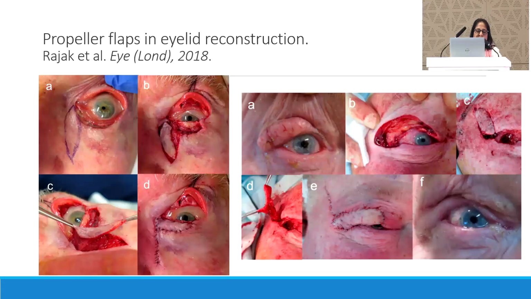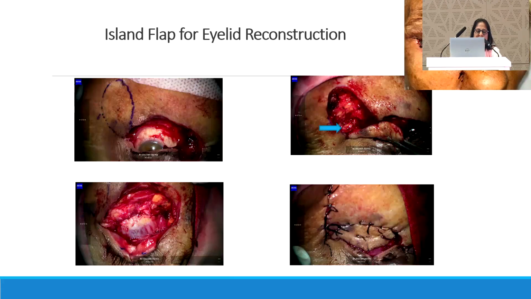And this is a very interesting series of patients reported by Razak et al. You can see how the skin was taken along with the pedicle. This is the pedicle over here, which was retained, and this provided the vascularity, and a graft was used for the posterior lamellar reconstruction. So for any location of a large defect, they described this surgery.